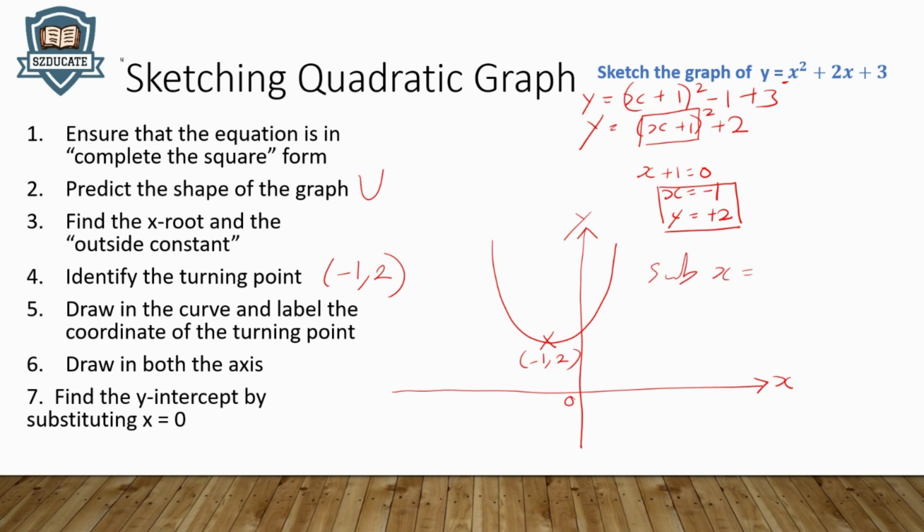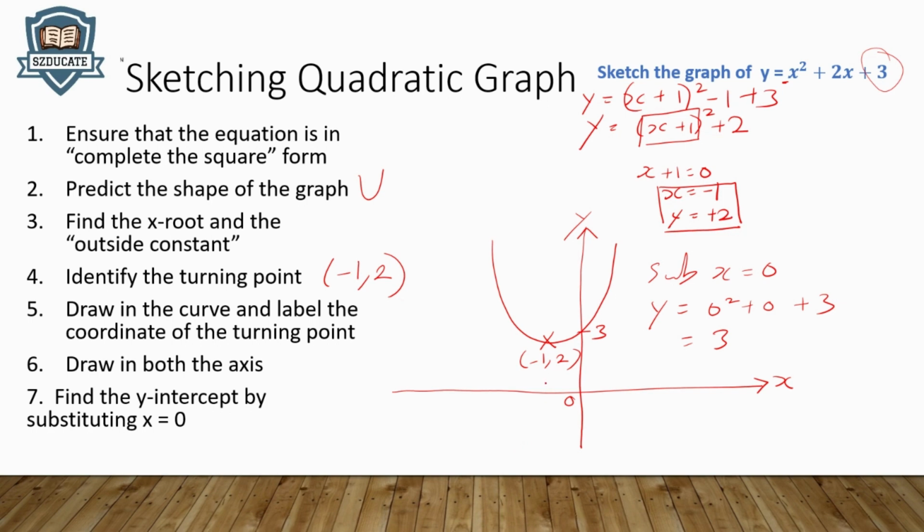Next, find the y-intercept by substituting x equal to 0. So sub x equals 0. So y equals 0 squared plus 0 plus 3. For those of you who are sharp enough, you will know that the y-intercept is actually just the last number in your original equation. Not the complete the square form, the normal form. Okay, so it's 3.